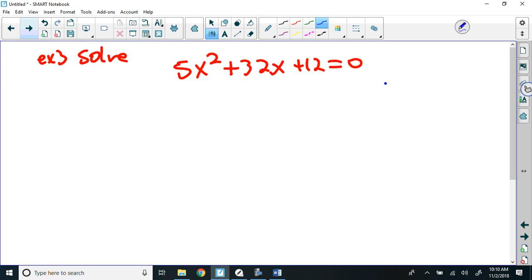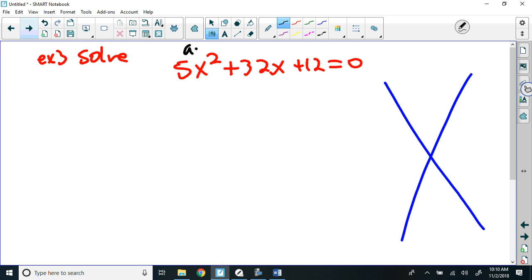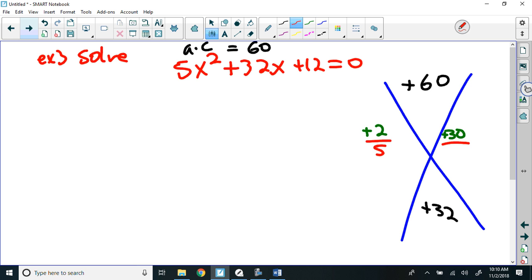So right off the bat, if you want to know if something factors, you got to do this AC thing. Some people call it the AC method. A times C is going to equal what? 60 here. So we have a plus 60. And we want to know 60's factors that add up to 32. And they show up really quick. 2 and 30. And then we divide by the leading coefficient, which is 5. And 30 over 5 reduces to 6 over 1. So our factorization would be 5x plus 2 and x plus 6.